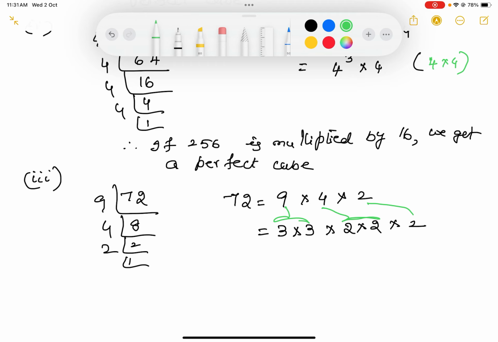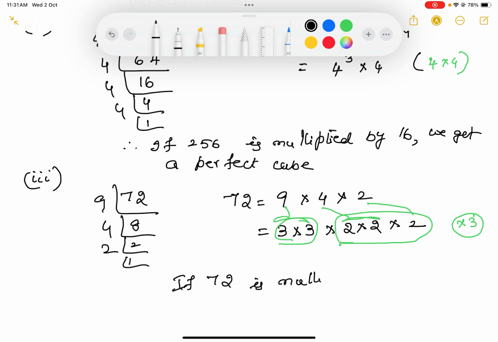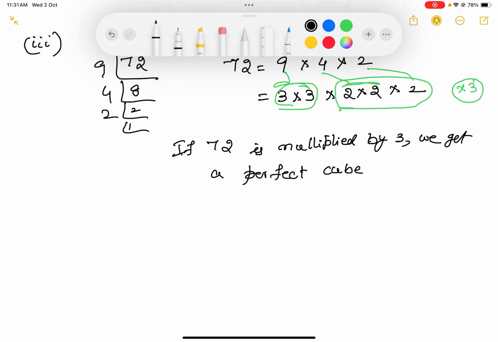Now what is the observation here? I am able to get 2 three times, and 3 I got only 2 times. So if I multiply with 1 more 3, I will get a perfect cube, right? So if 72 is multiplied by 3, we get a perfect cube. So this is the understanding of the problems. So now let us go to the next problem.